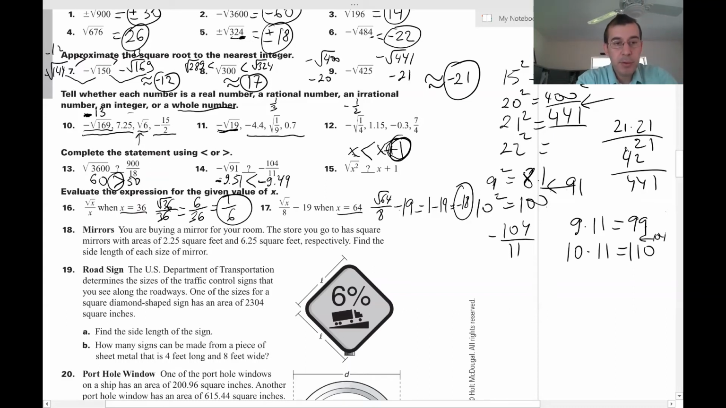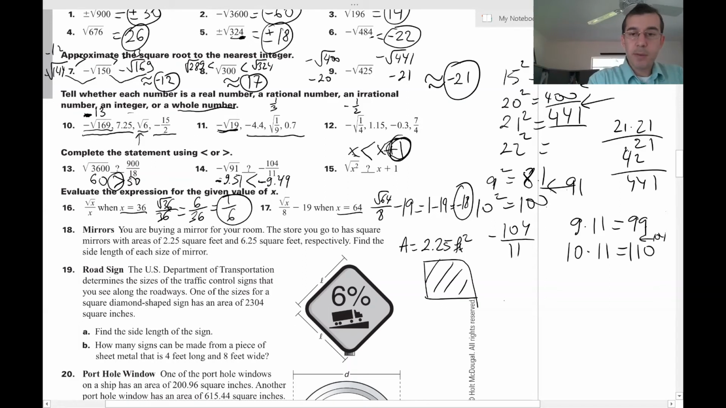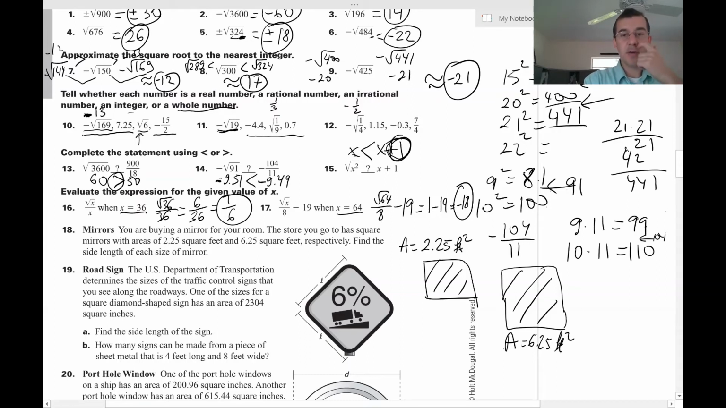Number 18, mirrors. You're buying a mirror for your room. The store you go to has square mirrors with areas of 225 square feet. This is the area. And then the other one is bigger. The area here is going to be 6.25 feet squared. Find the side length of each size of mirror.